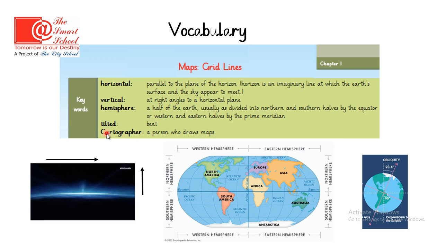The next word is tilted, which means bent. Now see, this is the Earth's axis. It is also an imaginary line. This is tilted. It's bent. It's not straight. The last word of the list is cartographer, which means a person who draws maps.